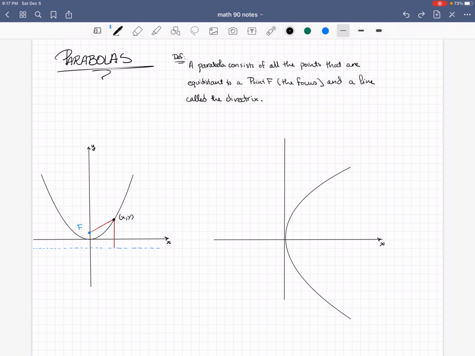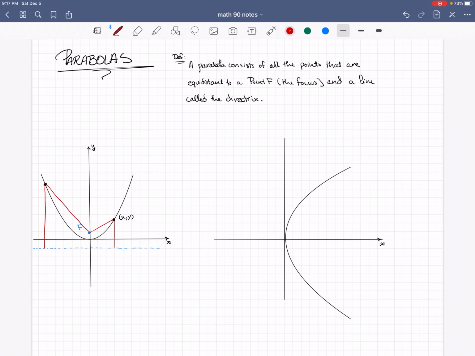I'm not going to do too many more, but if I were to pick some other point, you can see, and again, this is approximate, so it's not designed to be totally perfect, but you can see that the distance from that point to the focus is believably the same distance as the distance from that point to the directrix.